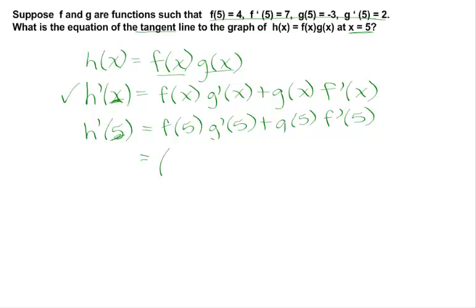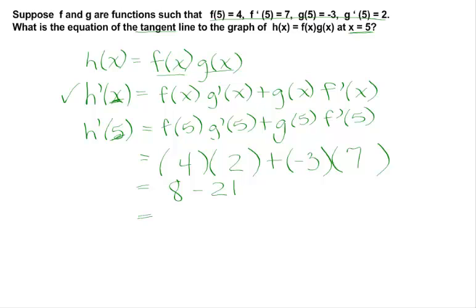So let's plug those values in. F of 5, they tell me, is 4. G prime of 5 is 2. G of 5 is -3. And f prime of 5 is 7. So my slope is 8 minus 21. So my slope is -13.